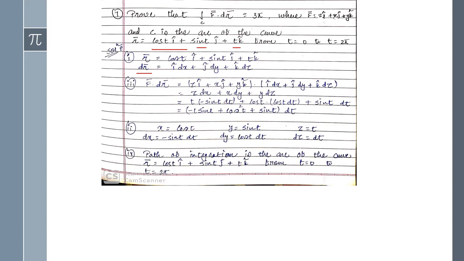Now next, f dot dr, putting f and dr. Do the multiplication of these both, so z dx plus x dy plus y dz. Now from the equation of r you have to write x, y, and z. So just writing here x, y, and z.